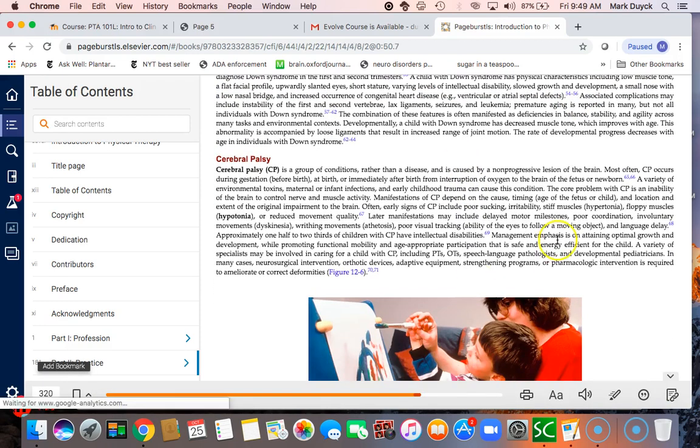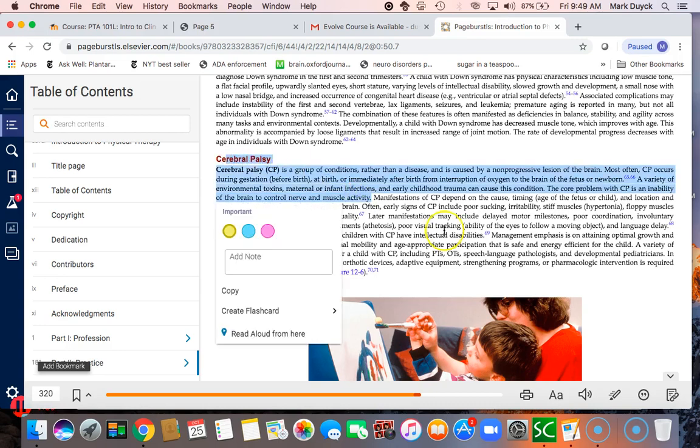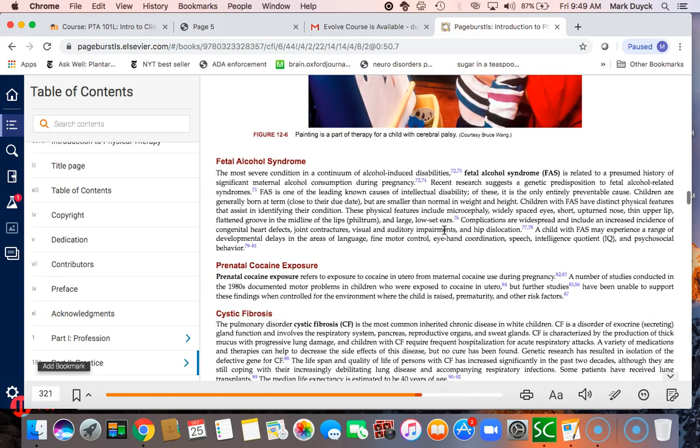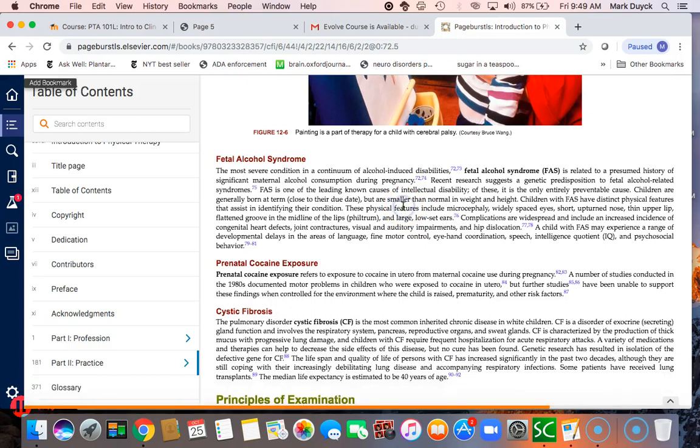Cerebral palsy, similarly, you'll learn a bit more. Actually, you'll have quite a bit more information on CP next year in lab as well as lecture. And the basic definition of CP. I also want you to know the basic definition of fetal alcohol syndrome.